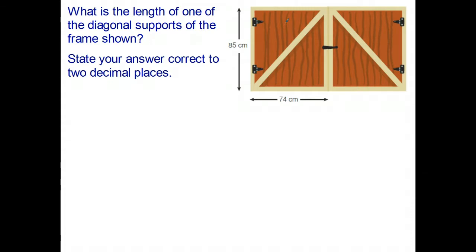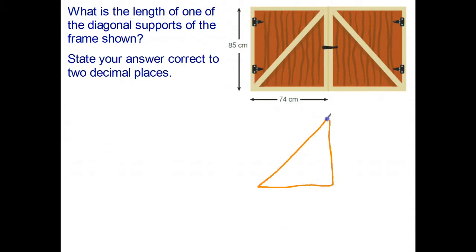Okay, so the question is, what is the length of one of the diagonal supports of the frame shown? So there's the two diagonal supports. They're both the same length. Because the information is given here, I'm going to try to find the length of that diagonal support. Okay, so I read the question and I know what I'm trying to find, and the accuracy is to 2 decimal places. So what I need to do is redraw that diagram with only the information I need, which effectively is just that right angled triangle.